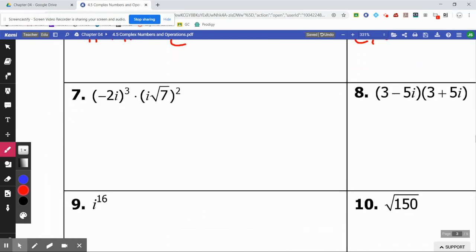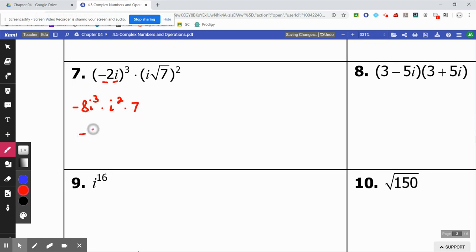Number 7, cube both of these gives you a negative 8 and an i to the third. Square both of these gives you an i squared, and when you square a square root, it removes the radical. Negative 8 times 7 is a negative 56, and we have i to the 5th power. Again, our pattern: i, negative 1, negative i, 1. i to the 5th would be, this is i to the 4th, so here's i to the 5th. So we have negative 56i, which is complex and imaginary.